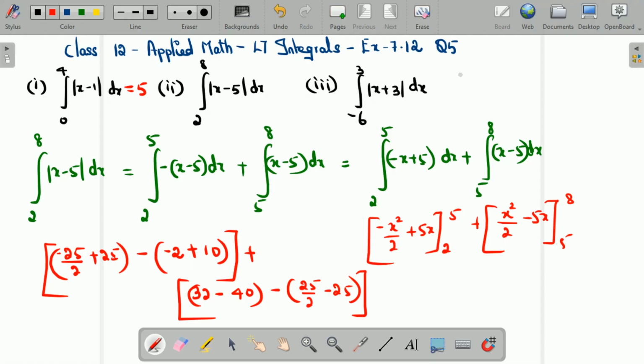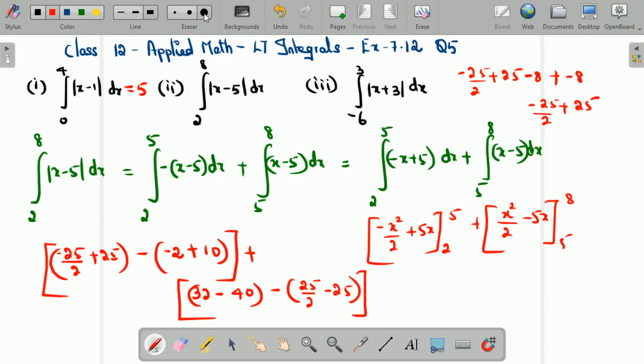So I'm going to say this is minus 25 by 2 plus 25. Remember, this is 10 minus 2 is 8. Then there is a minus sign, so this is minus 8 plus. Now there is a 32 minus 40, so this is again a minus 8. Then this is going to be a minus 25 by 2. Then there is a plus 25.